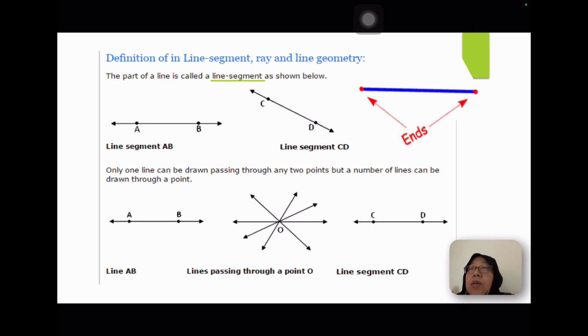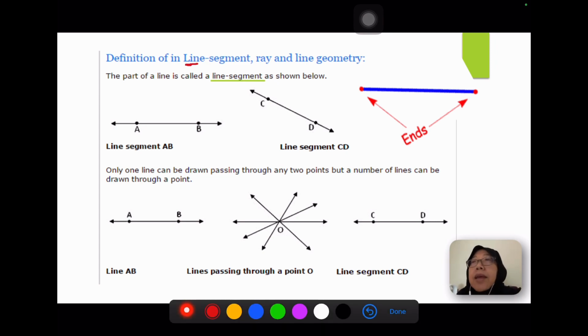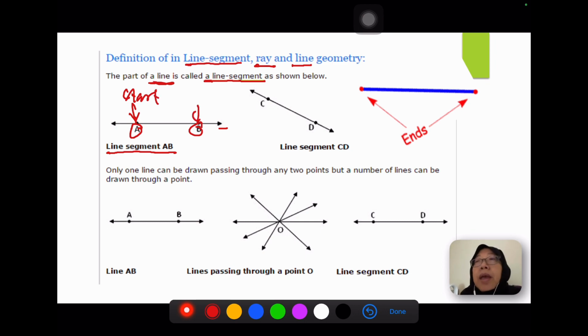Okay, so now we are looking at more than just lines. We are looking at line segment, we are looking at ray, and we are looking at line geometry. So the first one is a line. When it is called a line segment, it is shown as below. So when you put 2 points on top of the line, then this will become line segment. Like for example, A and B. Remember, we start at A, and then we end at B. So this is line segment AB.